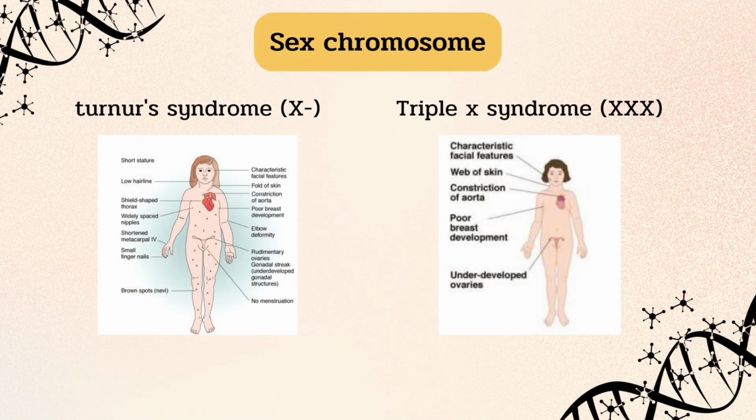Turner syndrome is a genetic disorder found in females. It is caused by an abnormality of the X chromosome. Patients with this condition have only one X chromosome.